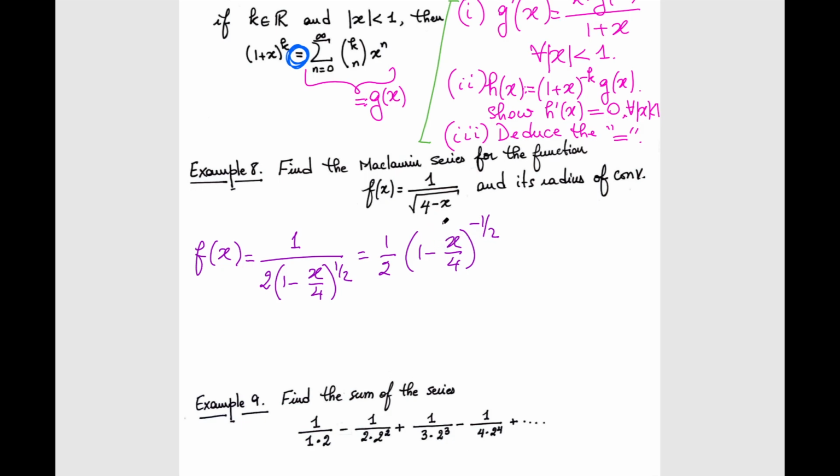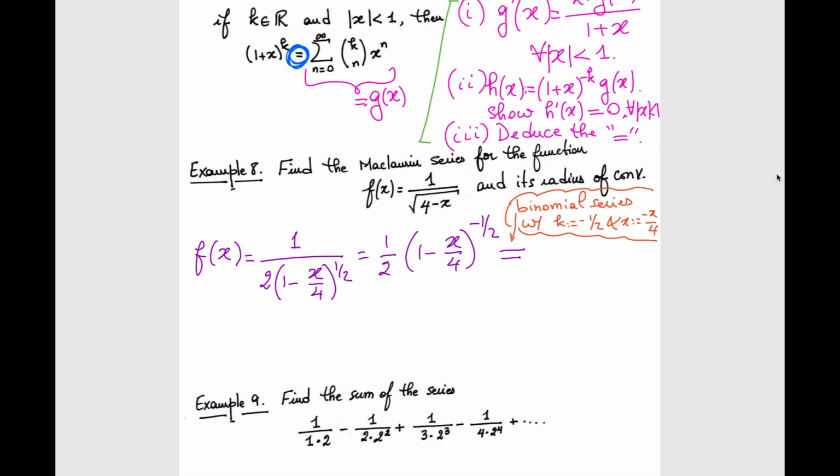Now this is of the form 1 plus something to power k. So I'm going to use the binomial series here. Who's the k here? It is negative half, so k is negative half. And who's the x over here? It's negative x over 4. So x is negative x over 4. That's what I'm going to be doing in this step.